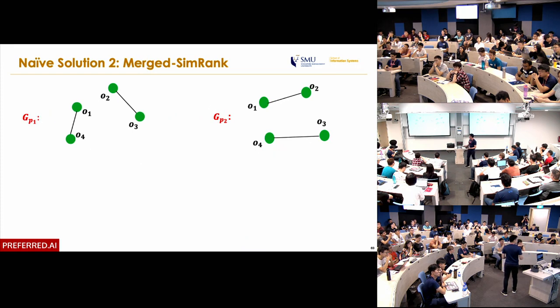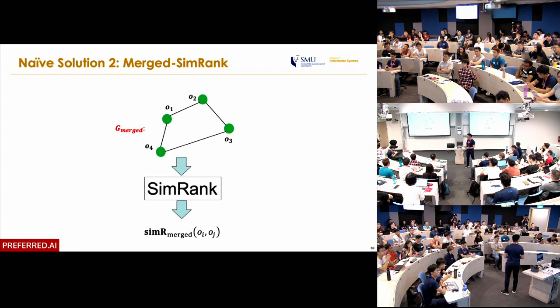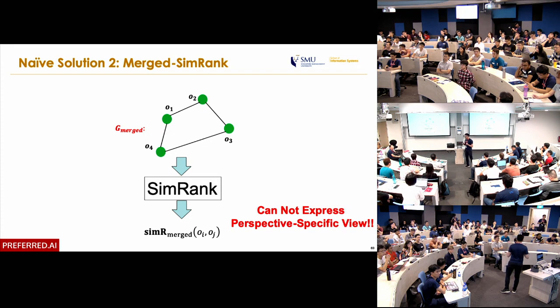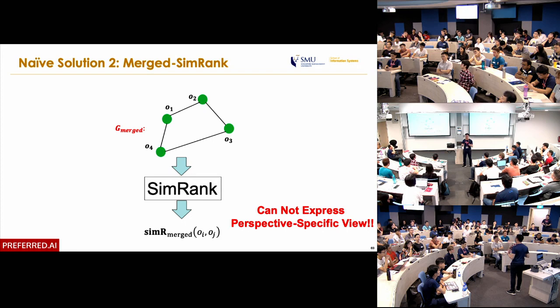So another approach is, why don't we just combine everything we have from all the perspectives, and we run a SimRank model on this merged graph to produce a single shared score of similarity between objects, and this could be shared by all the perspectives. The drawback of this one is that you cannot express a specific view of one particular perspective. It's like you cannot show that you are different from another perspective.